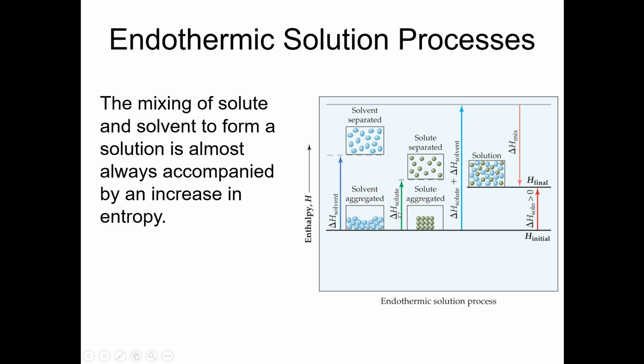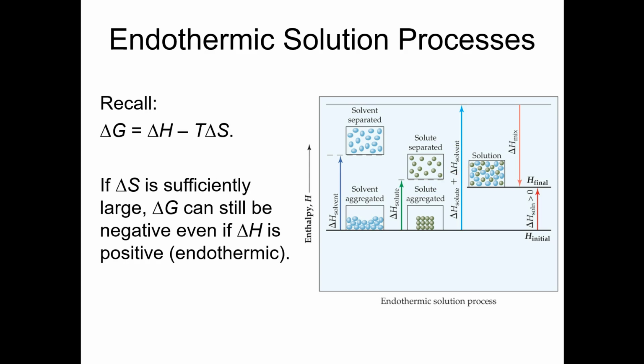And so most solution processes are accompanied by an increase in entropy, that is, an increase in delta S. You'll remember that delta G, the free energy, determines whether or not a process is spontaneous. That is a combination of delta H minus T delta S. And so if you have a solution process for which delta S is sufficiently large, that is, you have a really big increase in entropy as you are mixing these two things, then that can be large enough to make delta G negative.